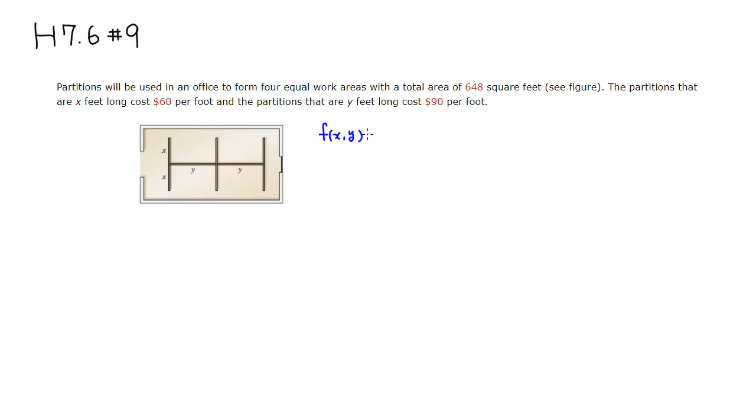So this is going to be $60 times, let's see, 1, 2, 3, 4, 5, 6, so you have 6x feet. And then for y, you have $90, sorry, then you have a 2y, so times 2y. So this is going to be 360x plus 180y. We want to minimize this cost function.